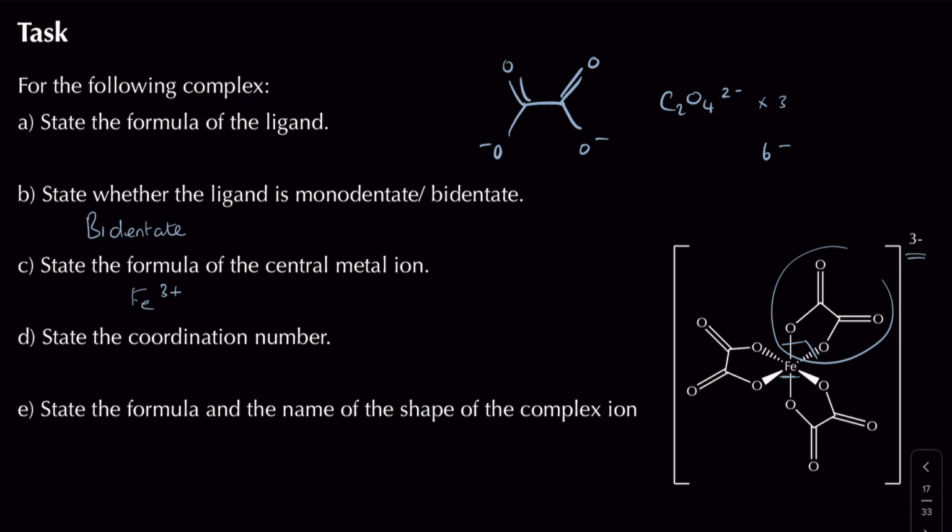What about the coordination number? Well, that's still going to be 6, because you've got 6 dative covalent bonds, where 2 of them come from, of course, 1 ligand, but you've got 3 ligands overall. The shape of the complex ion is still going to be octahedral in this case, and of course we end up with the formula being iron, and then of course we've got 3 lots of C2O4, and then the complex ion, which of course is going to have a charge of 3 minus itself.